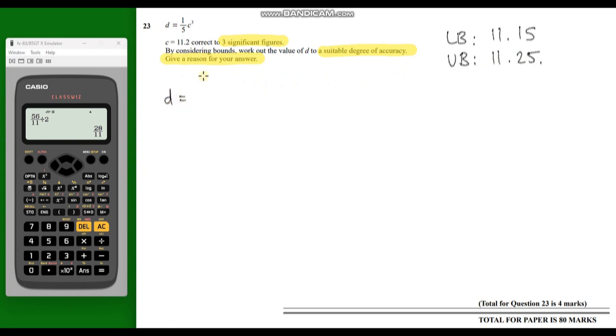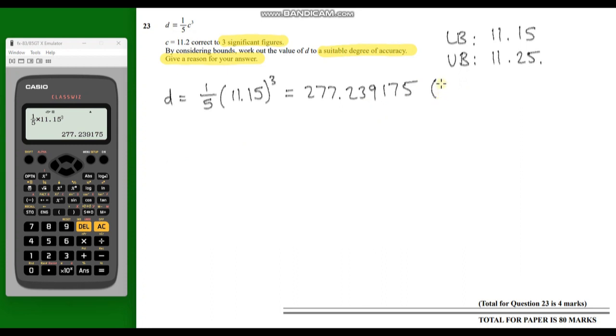So now we've got the upper and lower bounds, let's calculate D. So D is going to be 1/5 multiplied by, let's do the lower bound first, 11.15 cubed, and we'll obviously need a calculator for this. So 1/5 times 11.15 cubed. And we're going to write down everything on our calculator display. So 277.239175. Let's do the same for the upper bound.